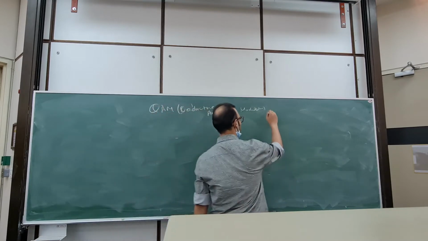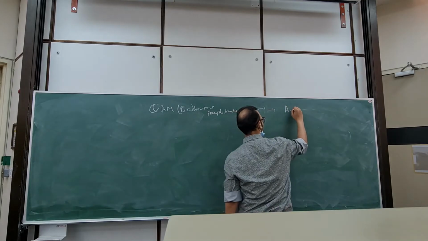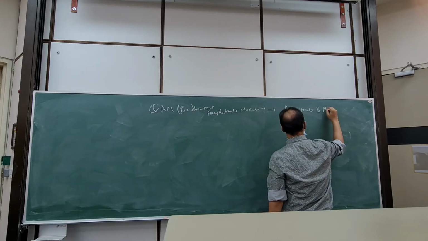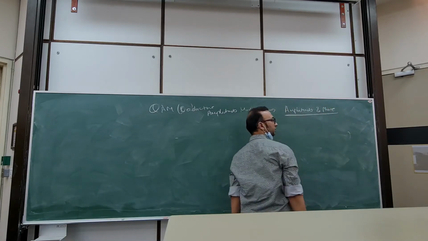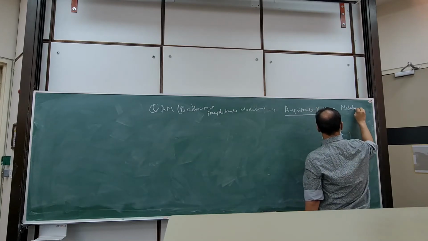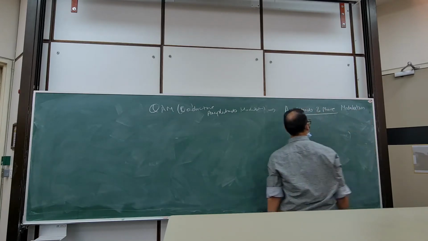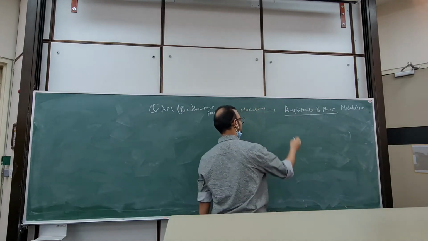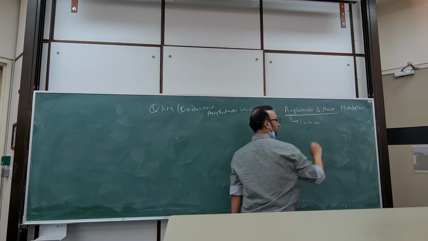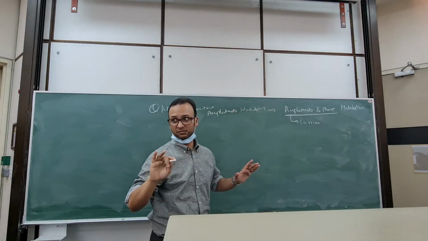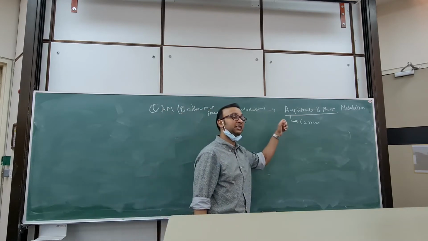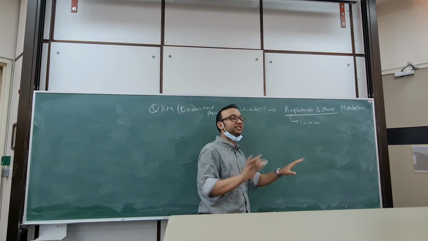This one is an example of amplitude and phase modulation. Why? Because both of them are changing. When I say changing, whose amplitude and phase is changing? The carrier. Very nice. Remember, the message you cannot touch. You can touch the carrier. You can change the carrier based on the message, but the message you cannot touch, right?